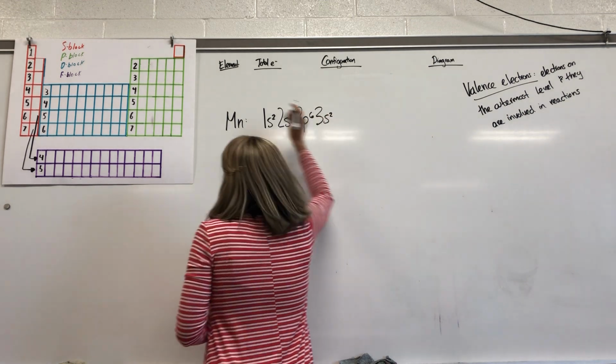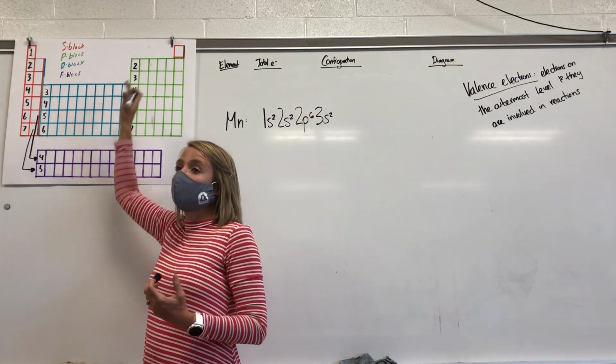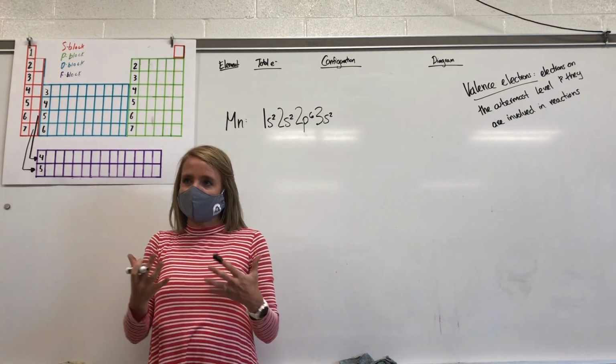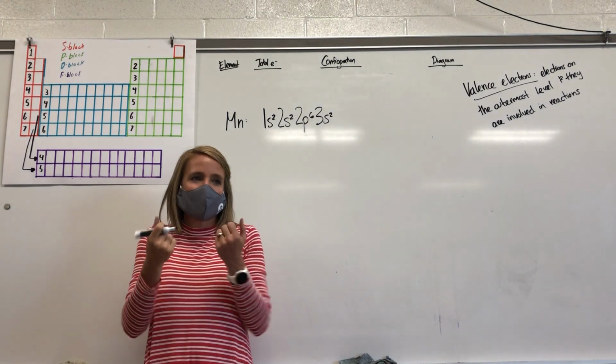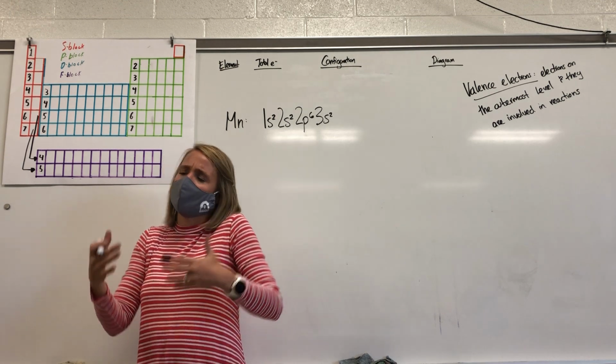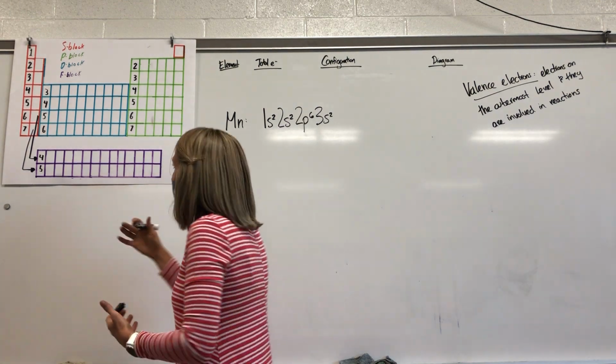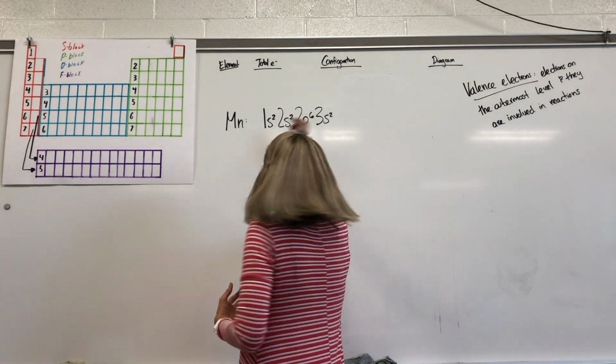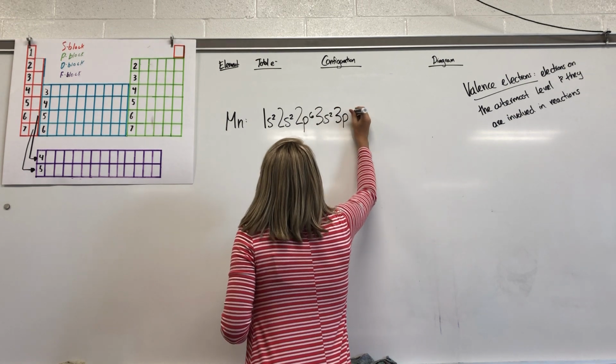3s. You're welcome to draw this or take a picture and use it. Eventually, you won't need it anymore. It's kind of like a map. You only have to use a map so many times to get somewhere, and then you just know how to get there. What comes after 3s? 3p6.